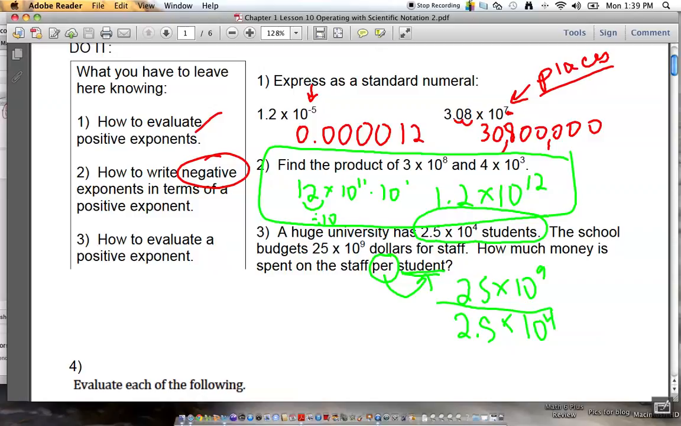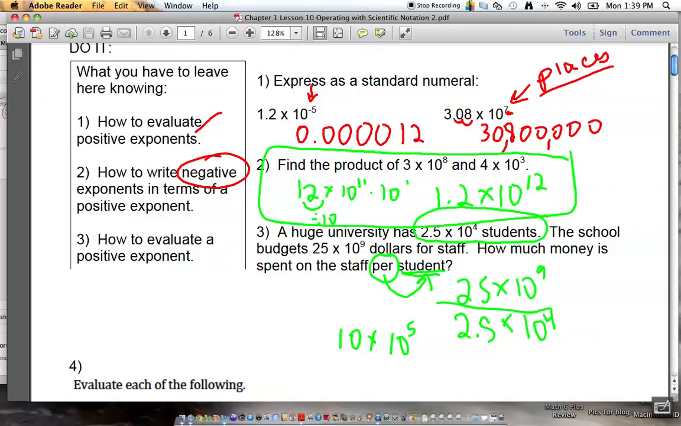Okay. Let's see who is comfortable with numbers here. What do you think 25 divided by 2.5 is? 25 divided by 2.5. Failure of the elementary system. 10 times, what do I do to these exponents? Subtract them, good. 10 times 10 to the 5th.